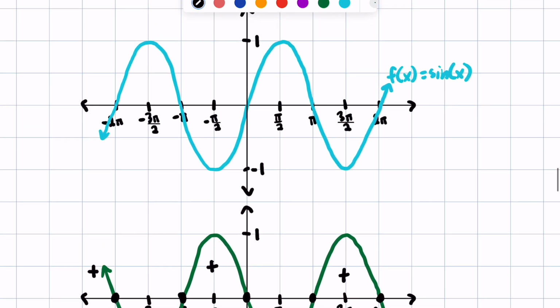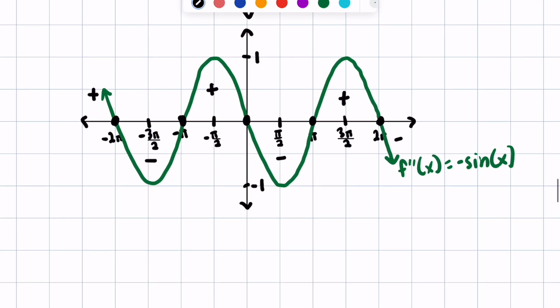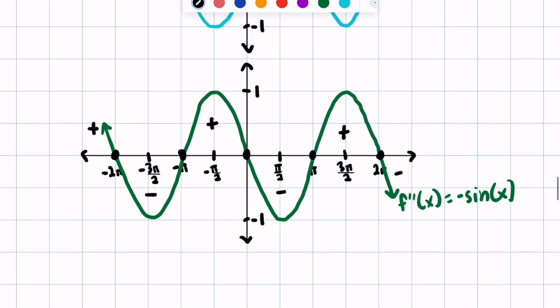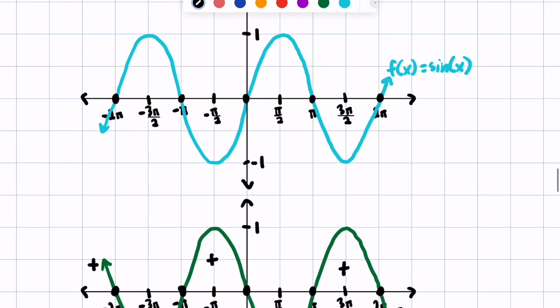So although this is pretty clear on the graph of sine already, we can use the graph of its second derivative, negative sine, to figure this out. These are our points of inflection because they're the zeros of the second derivative. And because we have a plus sign over here, right, the second derivative is positive, we're concave up over here.